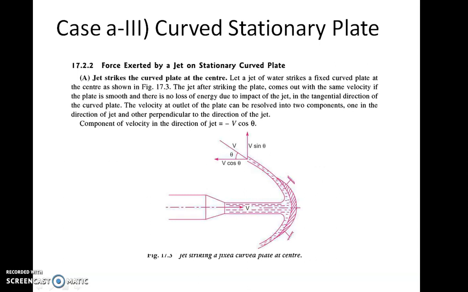Now let us quickly see the case number 3, that is the curved stationary plate. In the first two cases the plate was, you can say, the flat plate. The plate was flat, it was not having any curvature. Now in this case the plate is having some curvature. If you see, this one is a curvature for the plate.